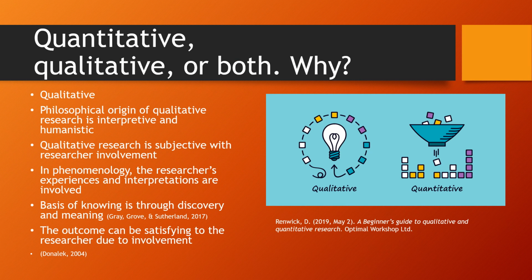The philosophical origin of qualitative research is interpretive and humanistic, as is phenomenological research. The basis of knowing is through discovery and understanding in qualitative research. Likewise, in phenomenological research, the researcher is attempting to discover and understand an experience. Qualitative research is subjective, and the researcher gets involved in the study. In phenomenology, the researcher's experiences and interpretation influence the data, making it subjective research.